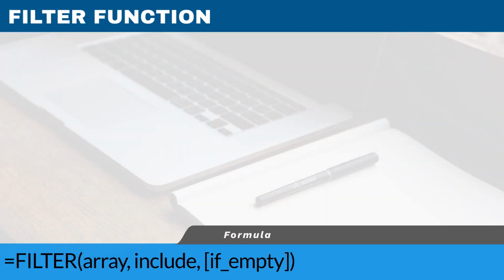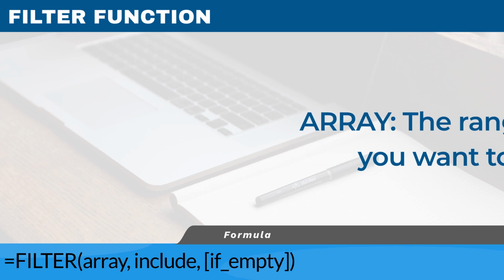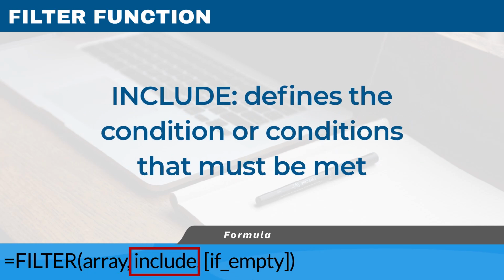Before we dive into examples, let's understand the syntax of the filter function. The range you want to filter is called the array. This is the dataset you are working with. The include syntax is a Boolean array whose height or width is the same as the array. It defines the condition or conditions that must be met to include an element in the resulting array.